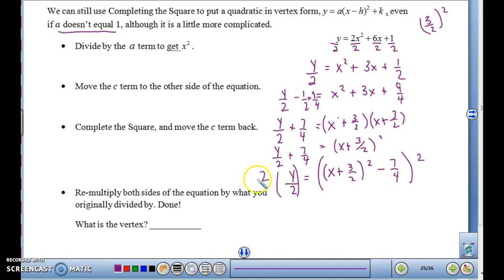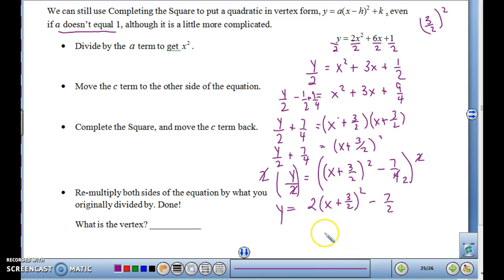Now be careful. When you multiply 2 by 2 here, the 2's are going to cancel, leaving y, and that's what we wanted. Now, remember, this 2 multiplies both of these terms, but can I actually distribute the 2 through here? No, because this is in parentheses with the square, I actually just have to put it out front. So it's 2 times x plus 3 over 2, quantity squared, and then here, negative 7/4 times 2 becomes minus 7 over 2.